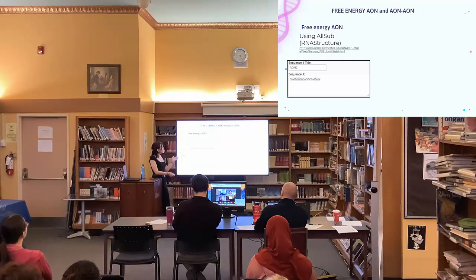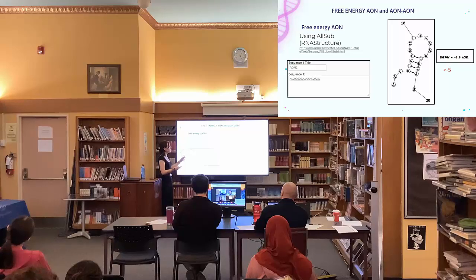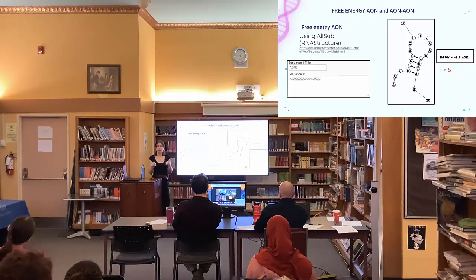Then for the free energy of the ion, I used AllSub, and this software calculates the lowest free energy structure for this molecule. So I put in my sequence, and it gave me what the ion would look like, and then my value for the free energy, which also is higher than the determined range, -5. So far, it's still good.